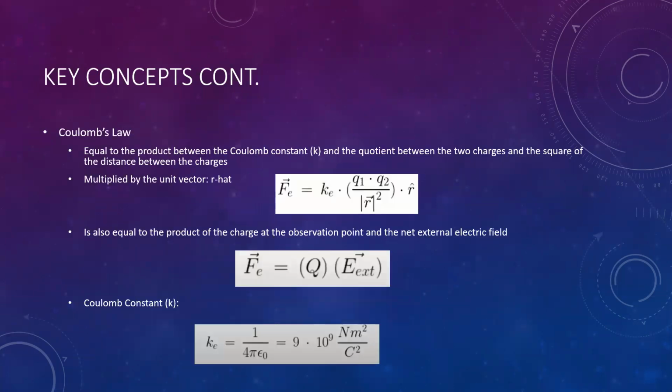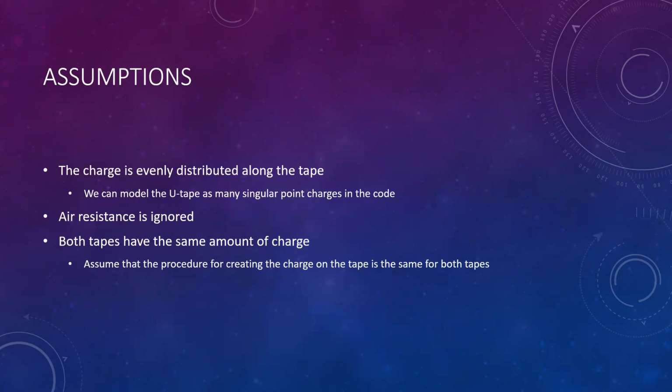We also use Coulomb's law, which is equal to the product of the Coulomb constant K, shown below, and the quotient of the two charges and the square of the distance between the charges, multiplied by the vector r hat. It is also equal to the product of the charge at the observation point and the net external electric field. And K equals 1 over 4 pi epsilon naught. The assumptions are that the charge was evenly distributed along the tape, we ignore air resistance, and both tapes have the same amount of charge.